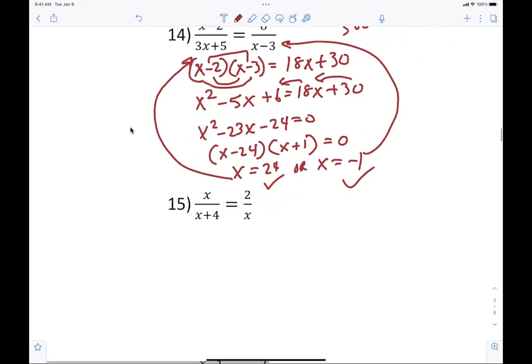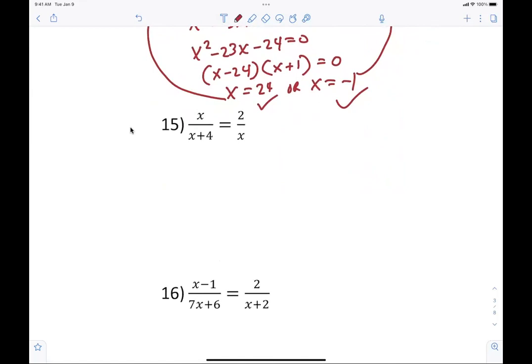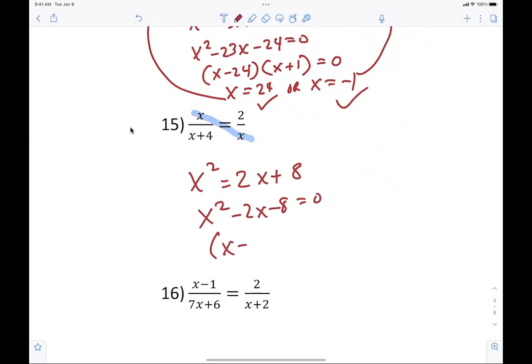All right, last one for today. Cross multiply again, x times x, sorry about that, x squared equals 2x plus 8. Move everything, x squared minus 2x minus 8 equals 0. So now x minus 4, x plus 2. So x equals 4 or x equals negative 2.